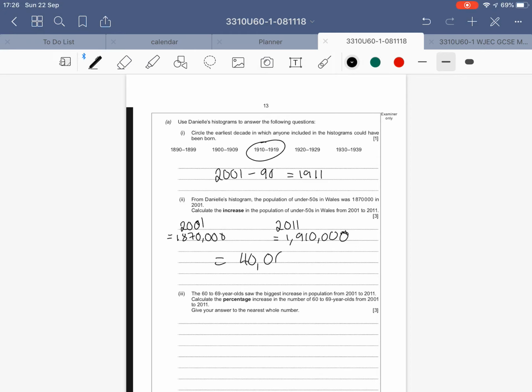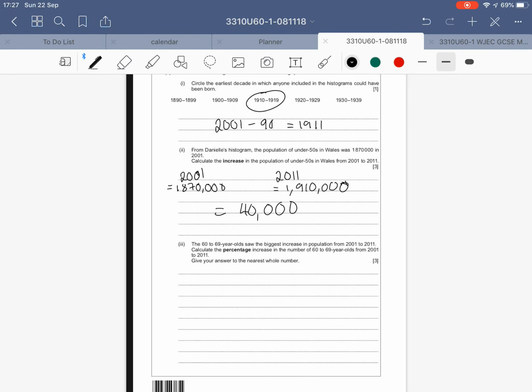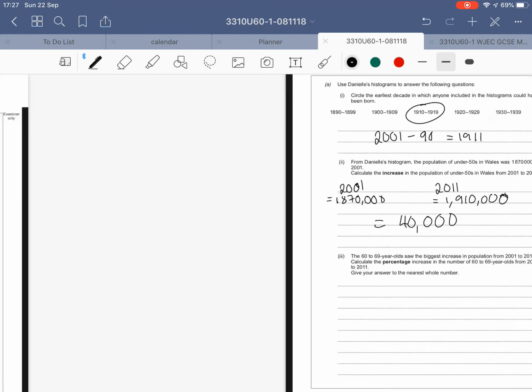That's your answer. It seems easy because you've done the bit before where I said to. So 3 marks in the back. The 60 to 69 years saw the biggest increase in population from 2001 to 2011. Calculate the percentage increase in the number of 60 to 69 years from 2001 to 2011. So same as we did previously. So do the 60 to 69 years for 2001, do the 60 to 69 years for 2011, work out the difference, and we've got to do the percentage change.